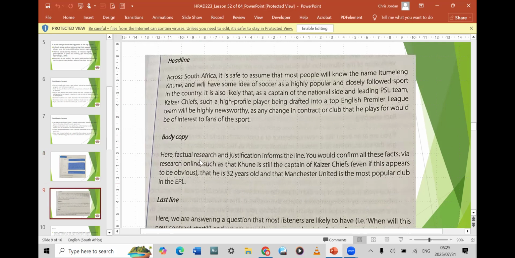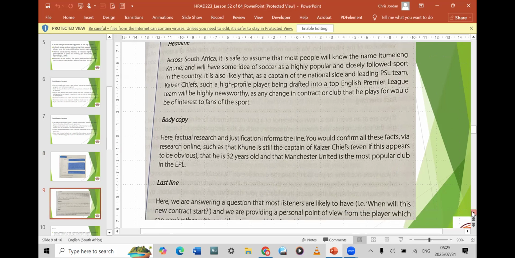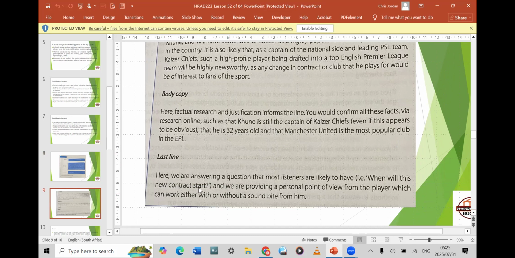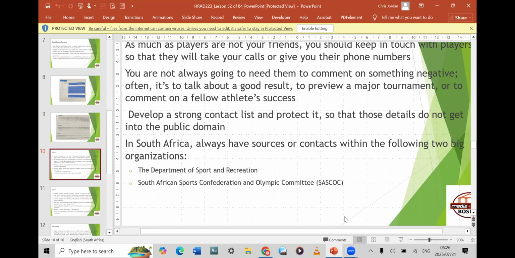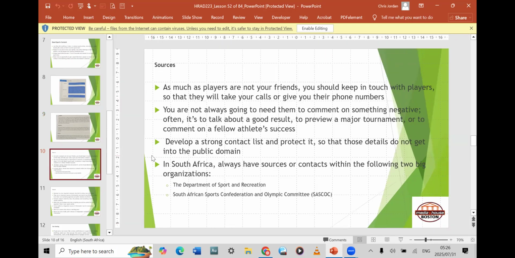So the body copy itself is factual research, things that we do know about Kaizer Chiefs and about Itumeleng, how he's transitioned from the beginning of his career to the current day, wherever or whenever this particular story was written. And then in the last line, we are giving the last most important fact or note about the story. Here we're answering a question that most listeners are likely to have: when will this new contract actually start? Well, providing a personal point of view from the player, etc. Okay, let's move on. So here are some sources. We do find the sources, just like a news anchor would find their sources in, for example, emergency services.